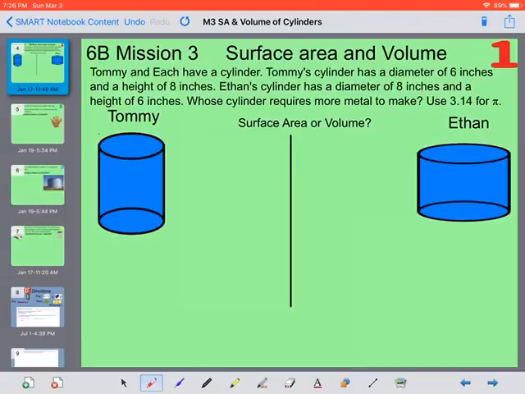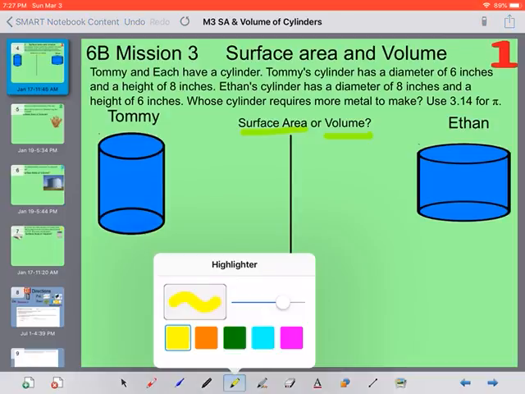Hello, today we are doing mission 3, which is looking at both surface area and volume. We're going to look at a different question on each slide that's a word problem, and we need to decide, are they asking us about surface area or are they asking us about volume, and then actually solve the problem. So on your homework, don't just circle surface area or volume, you actually need to solve the problem too.